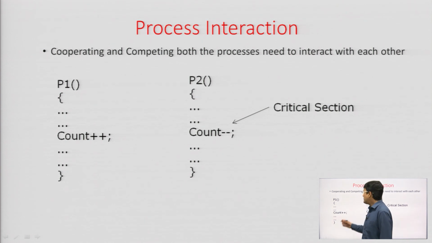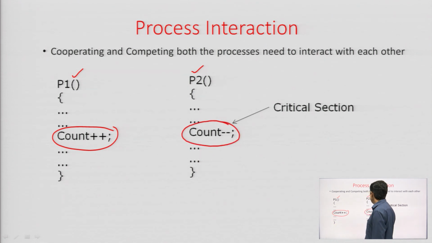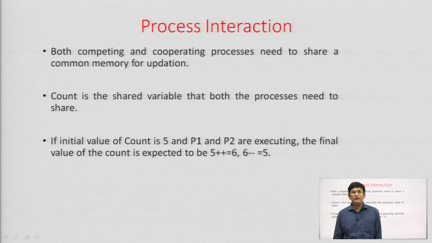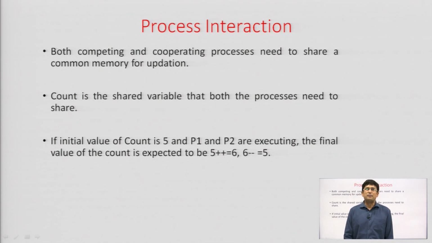The cooperating and the competing processes we have seen with the example of the two processes P1 and P2, which are trying to use the common variable count. Both the processes are updating these values, and we need a consistent value of this count after the execution of the P1 and the P2 processes in any sequence. We have seen also that the values are consistent if we allow the P1 process to execute completely and then allow the P2 process to execute completely.